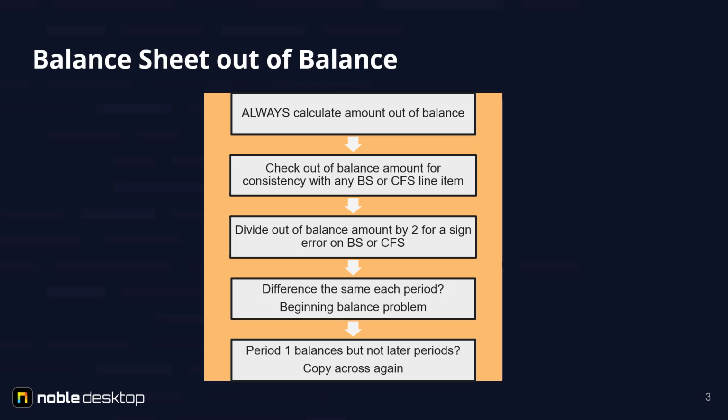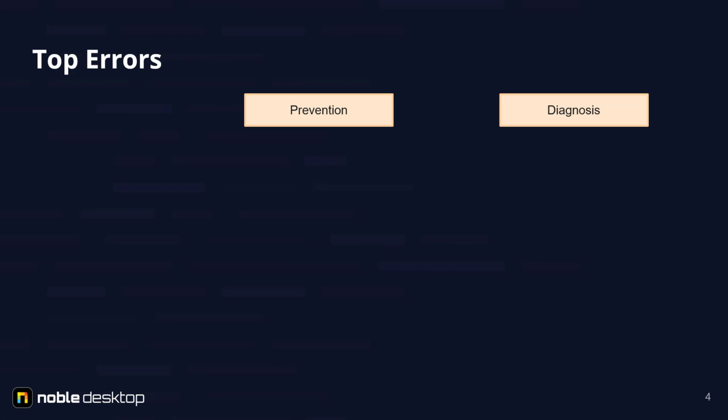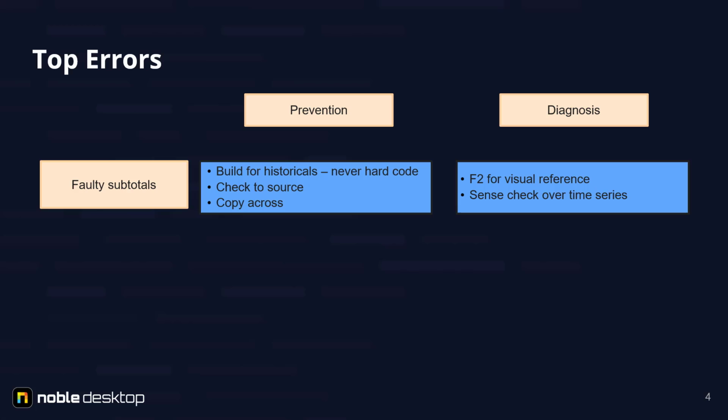If the difference is the same each period in your amount out of balance, then the beginning balance is probably the problem. And if period 1 balances but not later periods, then you've probably forgotten to copy across your formula somewhere in your model. Let's talk about top errors in financial modeling and how to prevent and diagnose them.